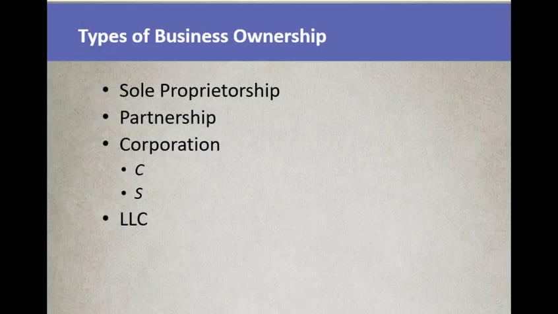Good morning. I think we left off on pretty much partnerships and sole proprietorships. But here's a quick list of all the different types of business ownerships: proprietorship, partnership, corporation, S or C, and LLC. These are the main ones that you need to know. There are a couple other ones lagging in the wind there, but these are the main types.